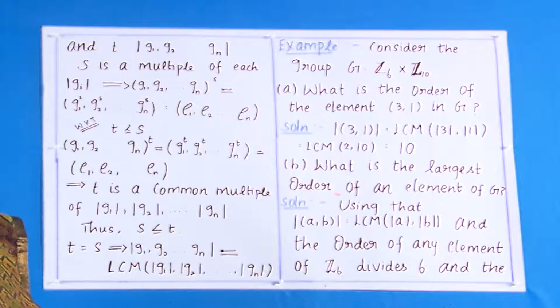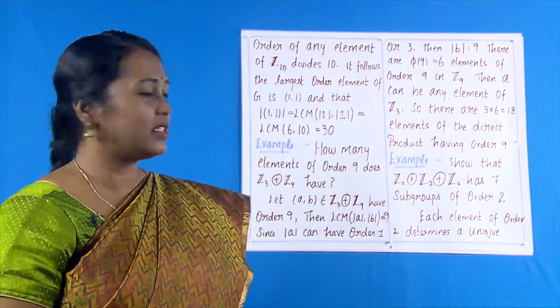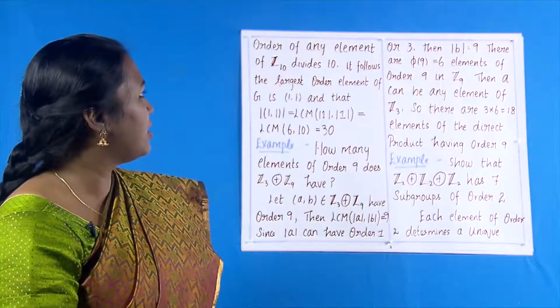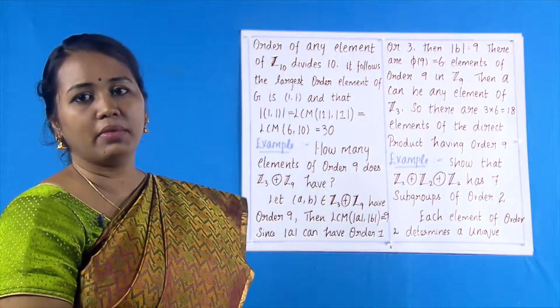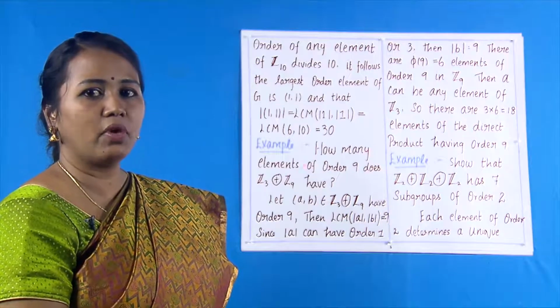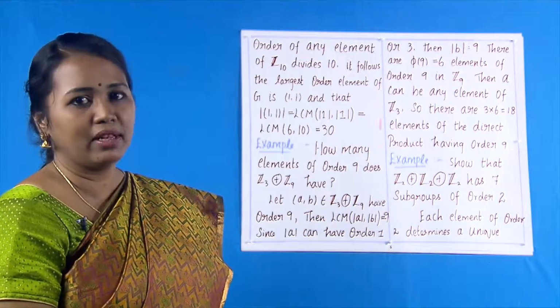What is the largest order of an element of G? Using the theorem that the order of (a, b) is equal to the LCM of the order of a and the order of b. The order of any element of Z6 divides 6 and the order of any element of Z10 divides 10. It follows that the largest order element of G is (1, 1) and that the order of (1, 1) is equal to the LCM of the orders of 1 and 1, which is the LCM of 6 and 10, and that is equal to 30. Let's see one more example in this.